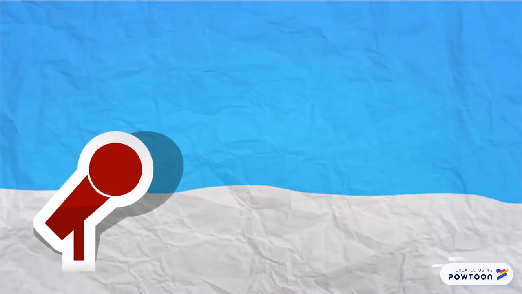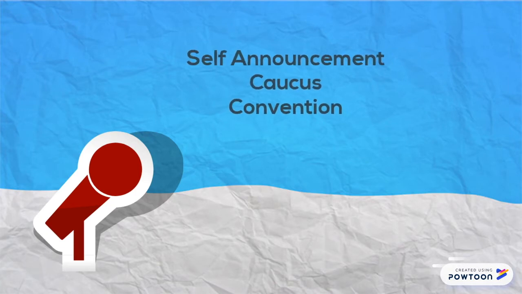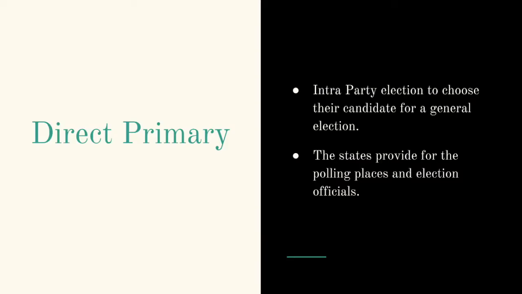Starting with the presidential election, there are really three ways that people from any party or group can run for office. This can be done by self-announcement, caucus, and convention. The most popular way that most people run for office is by convention, which is where a major party chooses the nominee for a party. The direct primary is an intra-party election, which is an election held within a party to choose a candidate for a general election. Now, the states, not the parties, will provide the election polls for these elections.